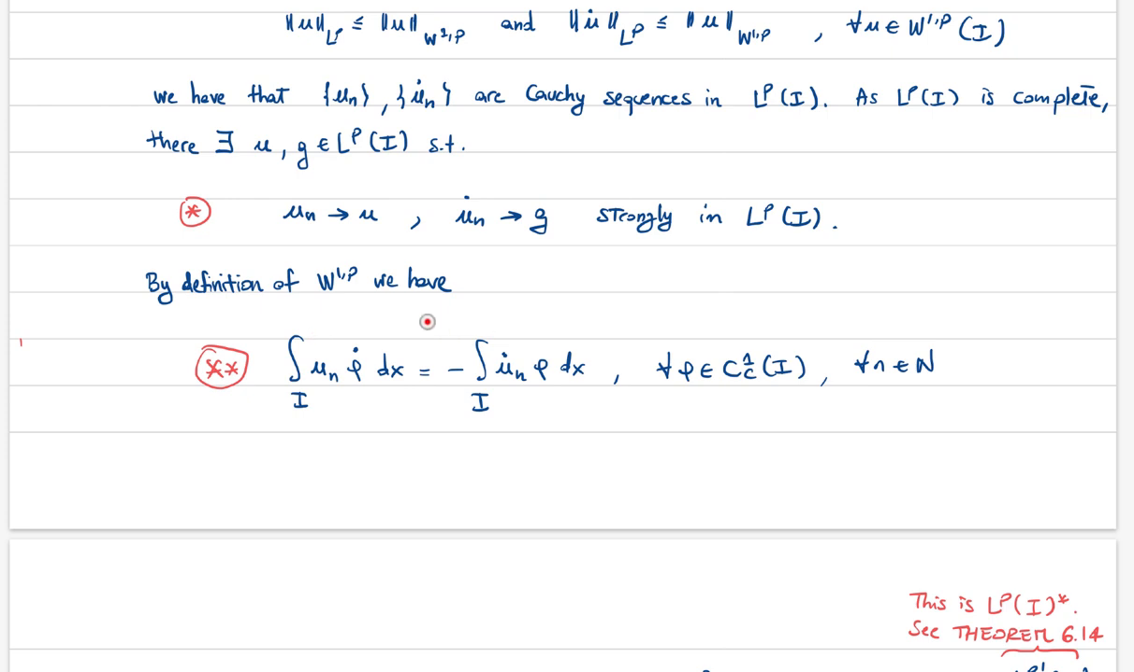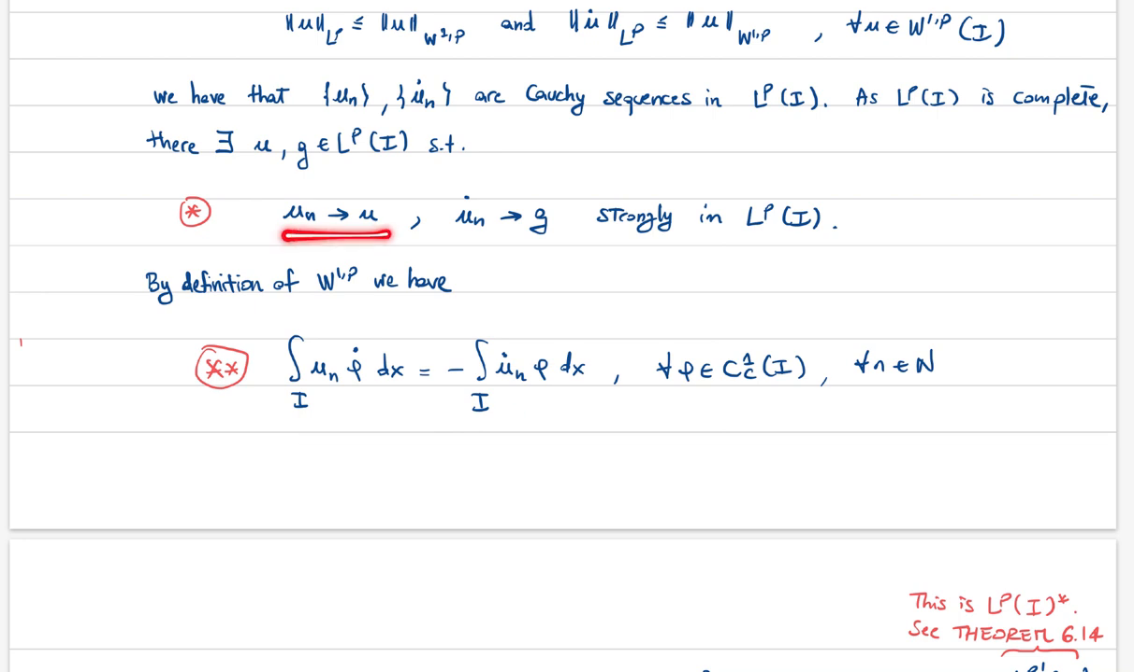Obviously, we use the fact that this sequence U_n is in W^{1,p}. So since U_n is in W^{1,p}, you have that the integral of U_n times phi dot is equal to minus the integral of U_n dot times phi, and this is true for all test functions and for all indices n in N. Now the trick is just to pass to the limit in this equality, right?